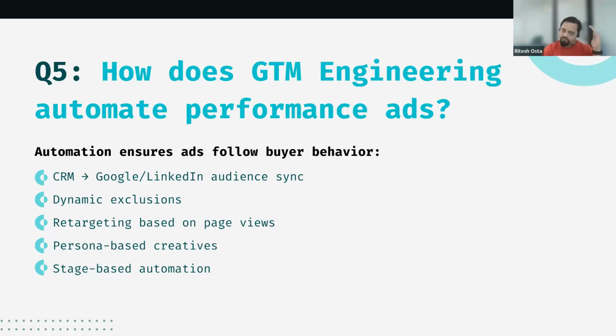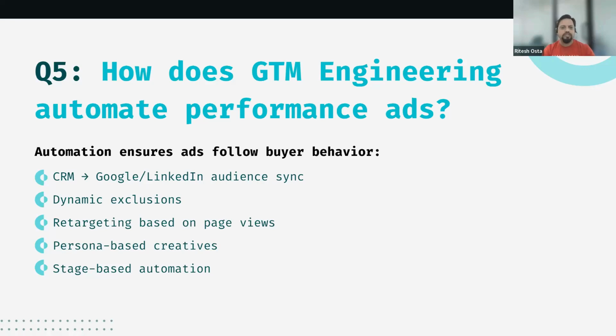Persona-based creative, right? Within the companies, I want to create different segments based on persona, so I want to run different ads. For example, the ads that I want to run for a CIO may not be the ads that I want to run for the marketing manager, right? And then stage-based automation. For example, if a certain account has gone into the deal stage, then we activate the ad. So that's the kind of automation that we typically see when it comes to performance ads, right?